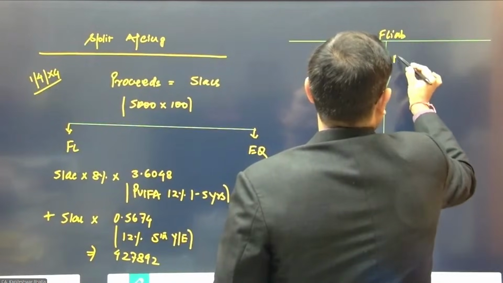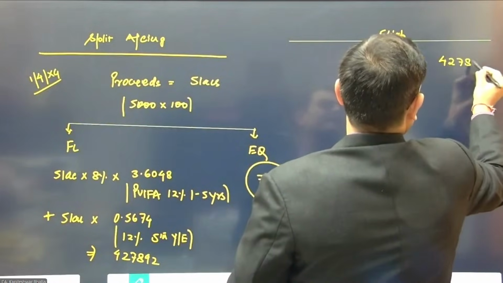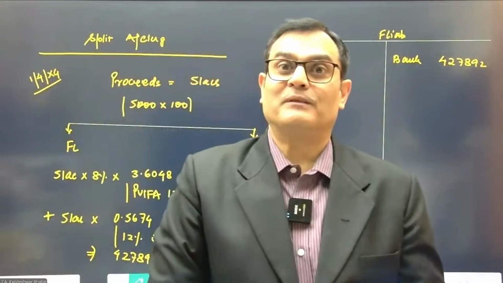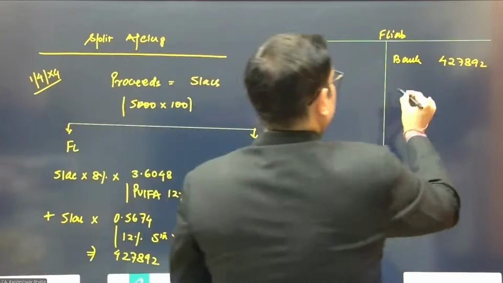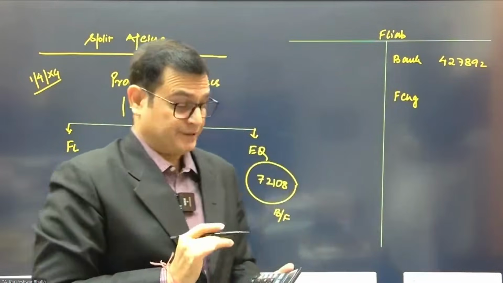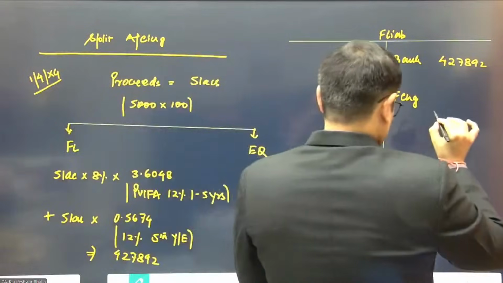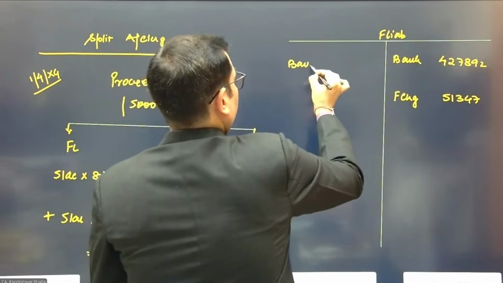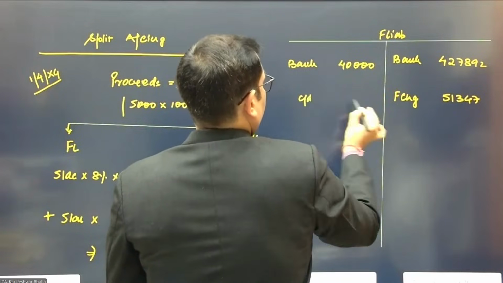So this is by bank. The financial liability is 427,892. And there is no TC, transaction cost. Had there been a TC, this would have complicated the entries further in this case. But there is no TC in this case. So let's take the finance charge. And this will be at what rate? 12%. So 427,892 at 12% would mean 51,347. And we make a payment of the interest, which is 5 lakhs into 8%, that is 40,000.